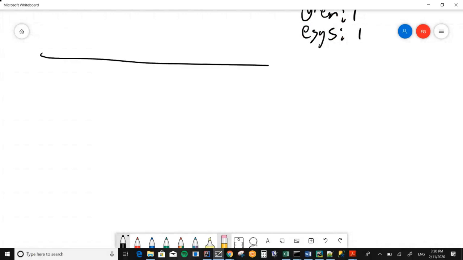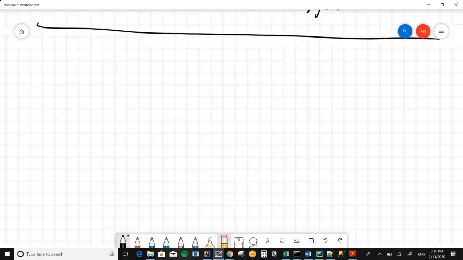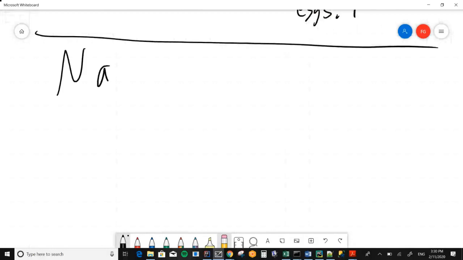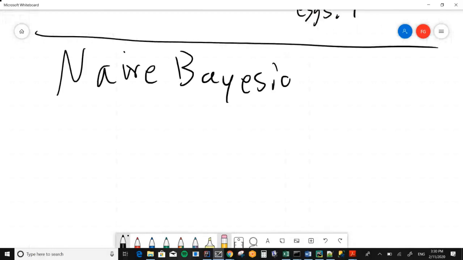This algorithm, which is historically the king of spam detection, is called the naive Bayesian classifier. And we'll get at what each of those terms mean in a moment. I mean, classifier, I think you've got at this point. But naive and Bayesian, those terms are probably weird.